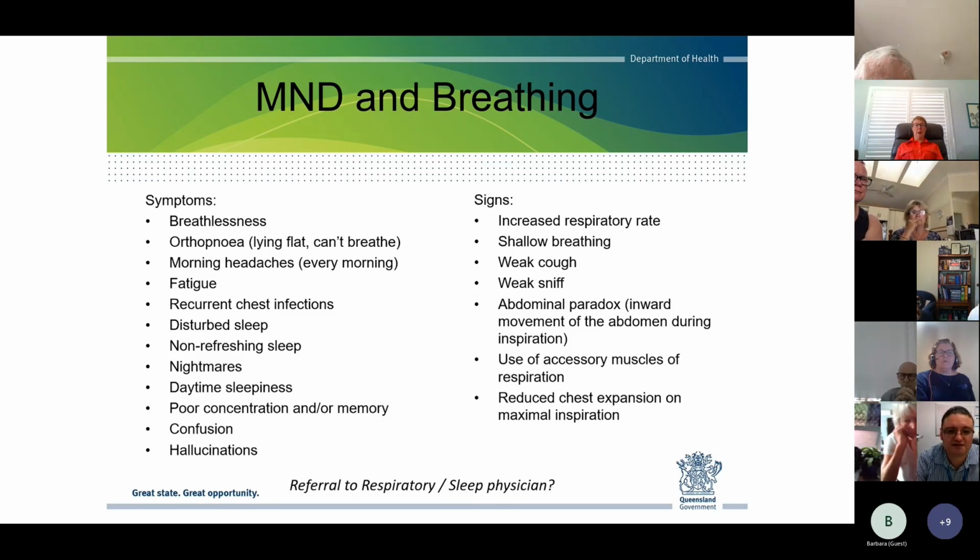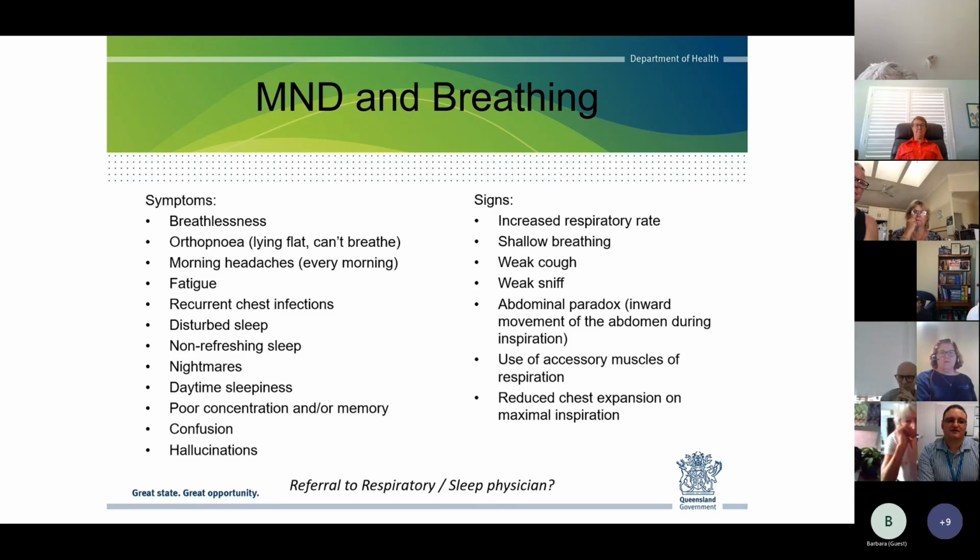So if you get some doctor or someone like myself to put a hand on your diaphragm, this is all the stuff we're looking for, checking the timing and all that sort of stuff. Use of accessory muscles of respiration. That's what I was talking about with the neck muscles before. Another one is reduced chest expansion on maximal inspiration.